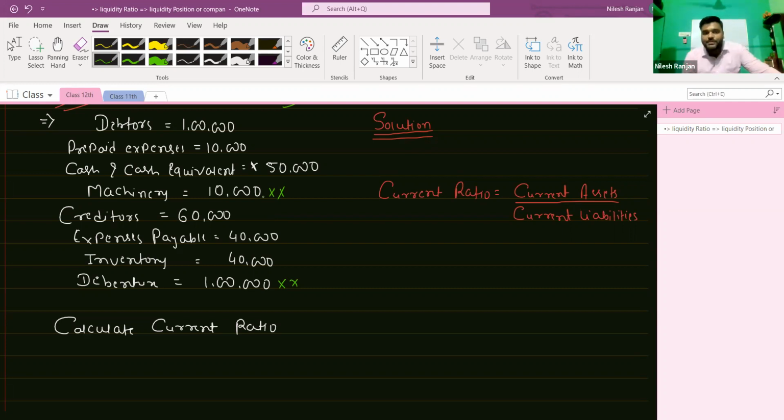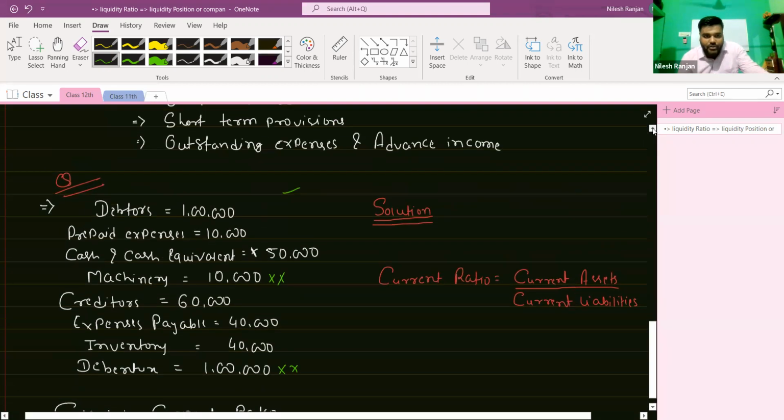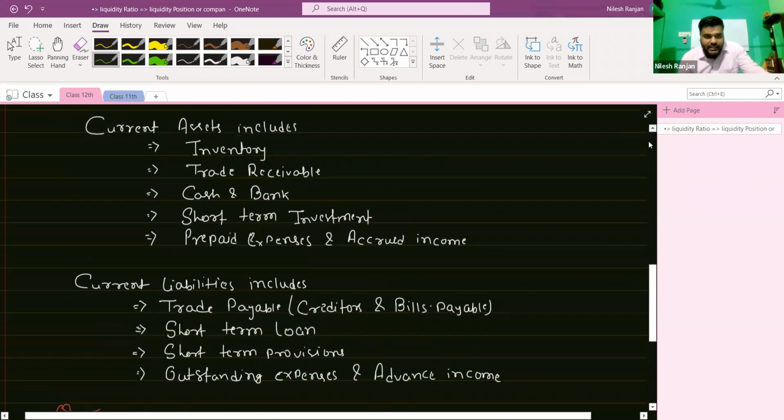Machinery, where did you include it? You included machinery in current assets. Yes, sir. And you included debenture in current liabilities. Yes, I included debentures in current liabilities. That is incorrect because there is no machinery in current assets and no debenture in current liabilities.